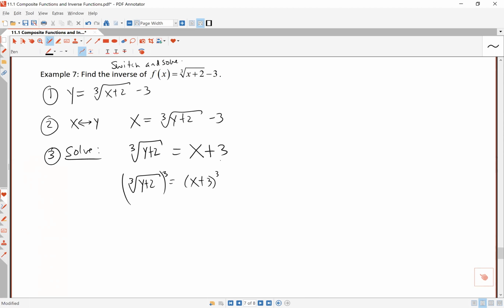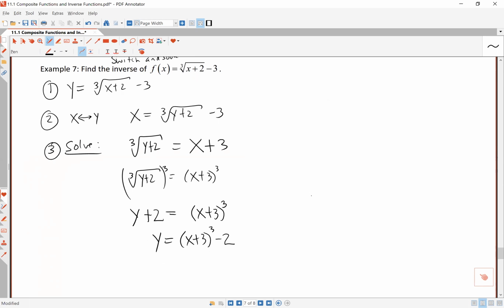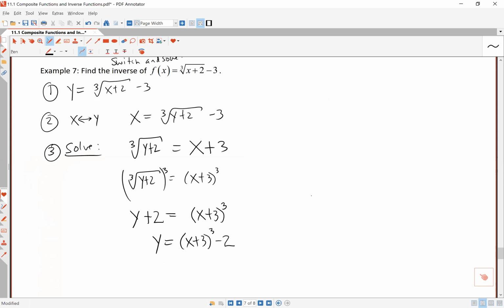The cube and the cube root undo each other because they're inverses. And now we subtract 2 from both sides. And there's our inverse function. And the last step is to tell me that that's what you found. And so we have f inverse of x is equal to (x + 3)³ − 2.